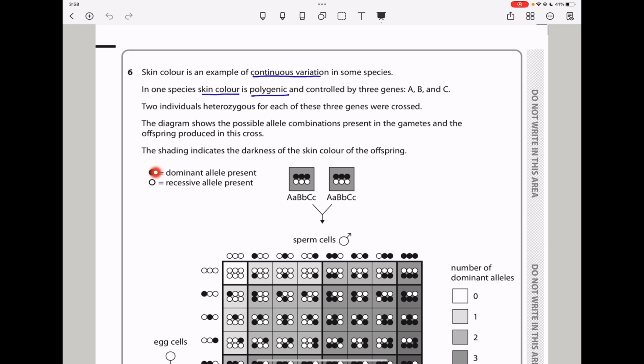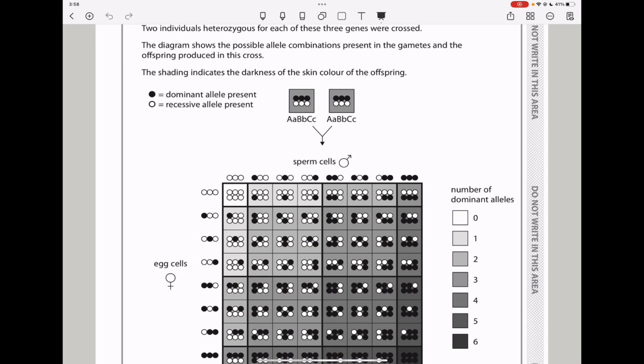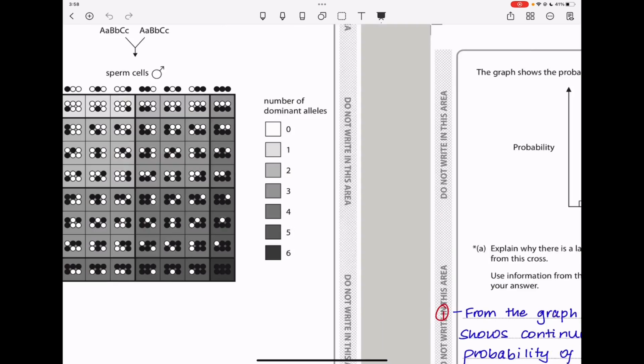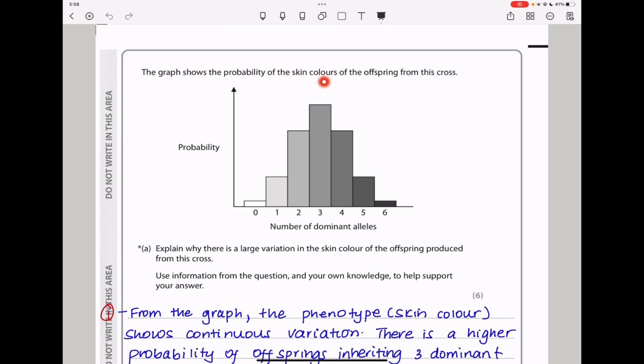So here we can see the darker is the dominant allele present and the lighter is the recessive allele present. Here we can see the 2 crosses, and for the sperm cells, that is what they have, and the egg cells have that. And the number of dominant alleles from 0 until the maximum, which is 6. So you can see, of course, there are more offsprings with darker skin tone than those with lighter skin tones. So moving on. Here they say the graph shows the probability of the skin colors of the offsprings from this cross. And again, we see on the vertical axis probability, horizontal axis number of dominant alleles.